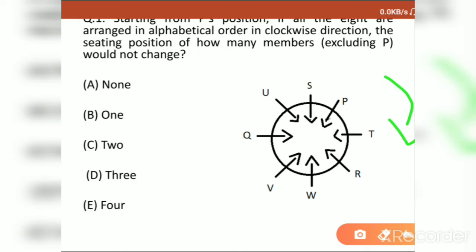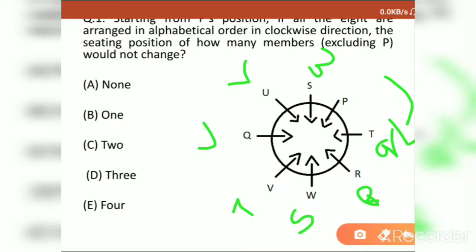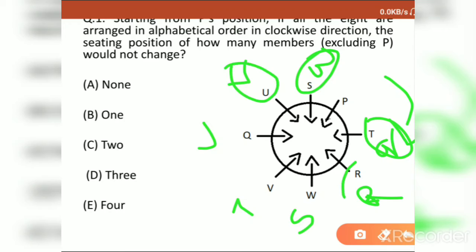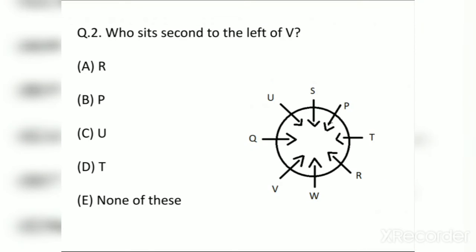So if we arrange all the elements clockwise in alphabetic order, it will be Q, R, S, T, U, V, W. So which elements do not change the position here? This one, this one, this one? No, only this one, right? So how many pairs are there? Only one. The answer will be B. Coming to the next question.